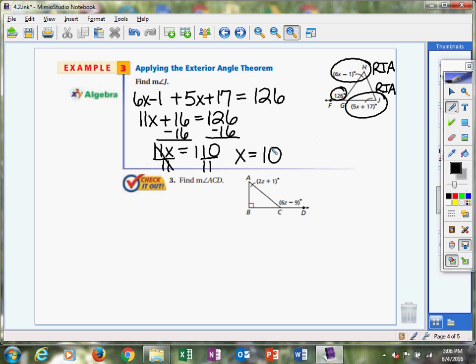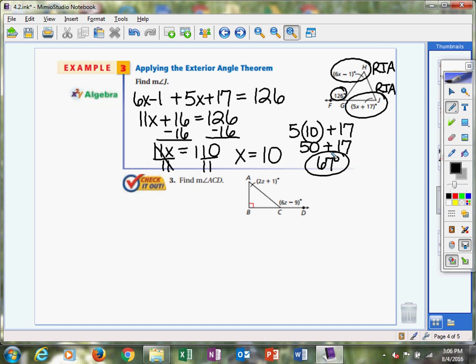Now, you do have to ask yourself this question, is this what they're asking me to find? Do they want me to just find x? And the answer is, well, no. They want to know what the measure of angle J is. So we're going to have to substitute that 10 into the 5x plus 17. So we're going to do 5 times 10 plus 17. And I've got 50 plus 17, which is 67 degrees. That's what they're after right there. They want the actual angle measure. And if you can find x, then you can find the actual angle measure.